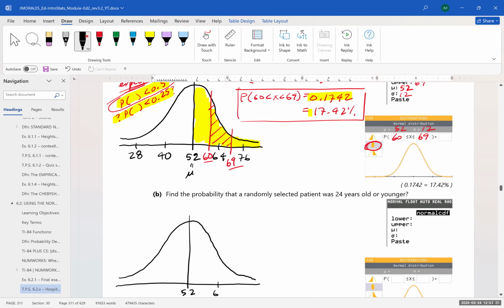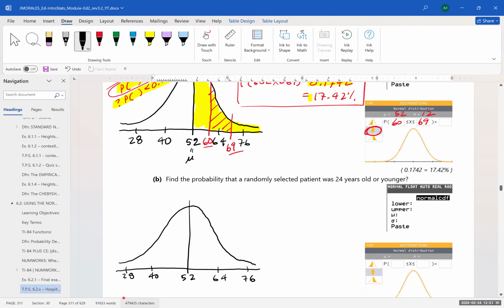Okay, let's see here. 64, 76, 40, 28. All right, so 24 actually is going to be right here to the left of 28. And so find the probability that a randomly selected patient is 24 years old or younger. So less than or equal to 24. So we want this area right there.